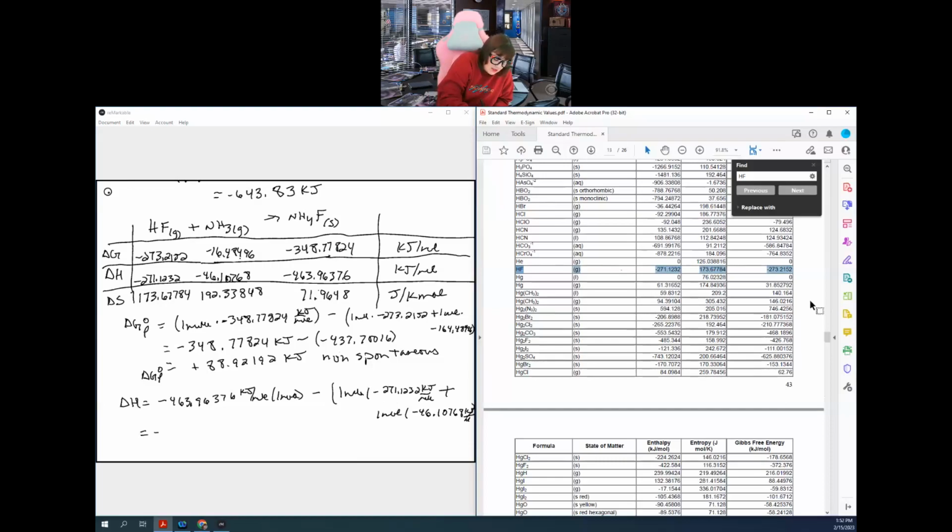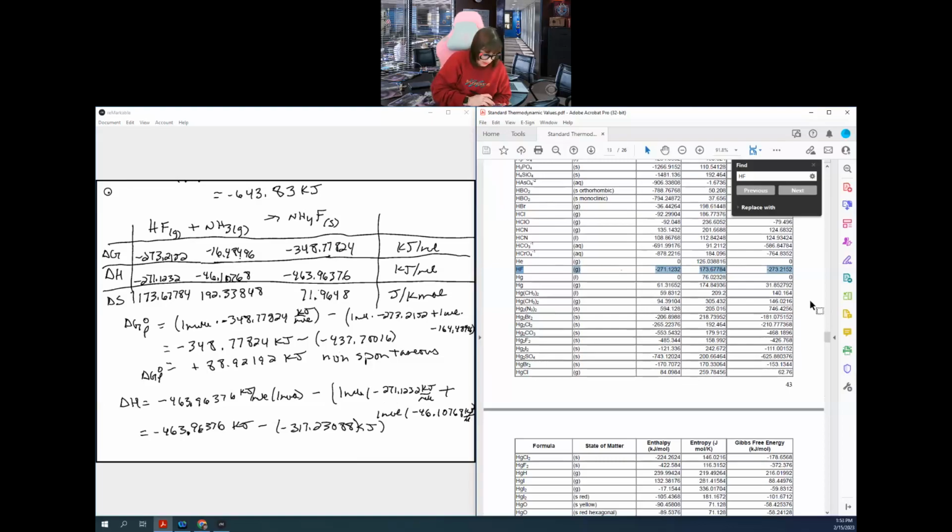And so here we end up with negative 463.96376, and that is in kilojoules. Again, because I had 1 mole, so that gives me just kilojoules. I'm going to subtract this whole quantity. So negative 271.1232 times 1 plus 1 times negative 46.10768. And that gives me negative 317.23088. Okay, and again, that's kilojoules.